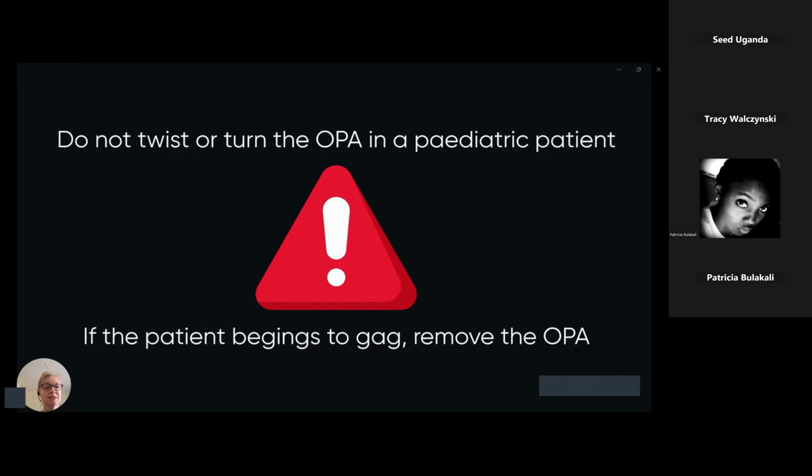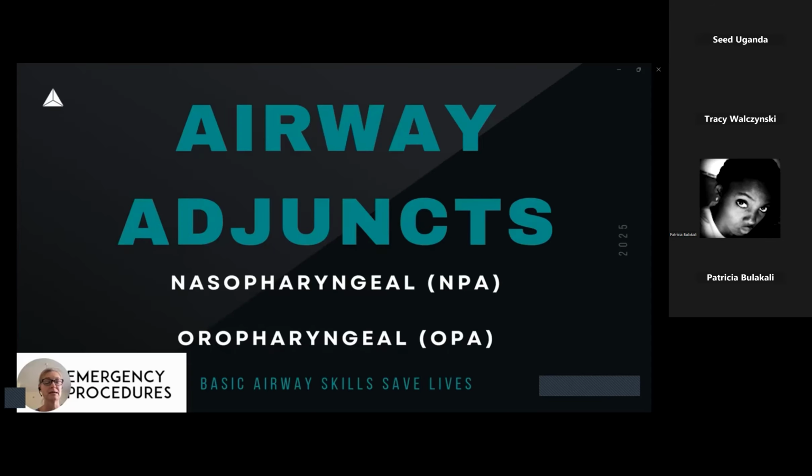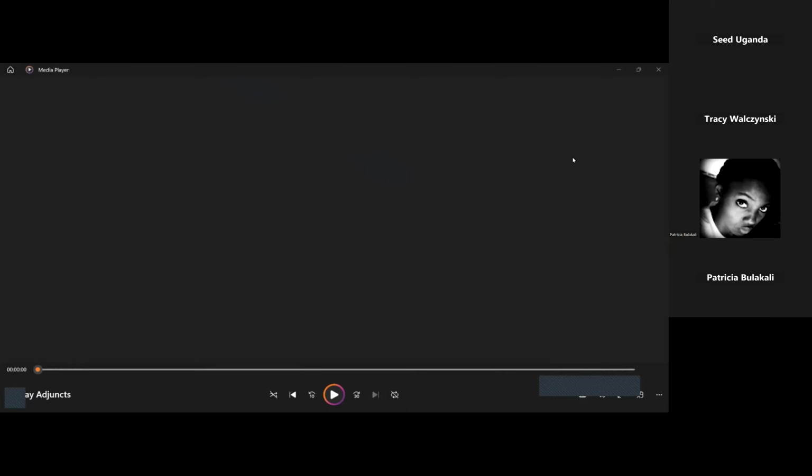Also note that even in an adult patient, if the patient begins to gag, then remove the OPA. They will not tolerate the OPA, they will vomit, and this will further soil your airway, making it more problematic than it was to begin with. This is also the reason why you need an appropriately sized OPA so it doesn't stimulate the very posterior nasopharynx and obstruct the larynx. So that is an NPA and OPA insertion.